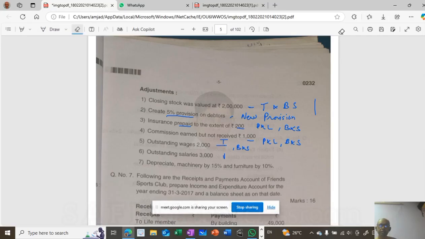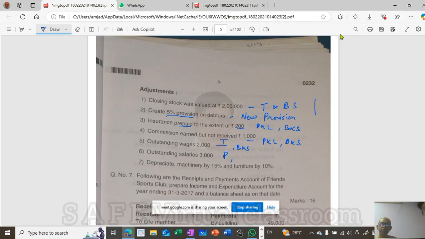Outstanding wages. Wages is trading. So this will go to profit and loss. Trading, so it'll go on the expense side. Correct. So you have to add only. Okay. Profit and loss.